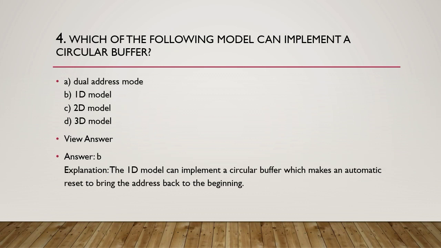So, which of the following models can implement a circular buffer? A dual address mode, B 1D, C 2D, D 3D. It's the 1D model, which can implement a circular buffer, which makes an automatic request to bring the address back to the beginning, something like a round robin. That's called a circular buffer.